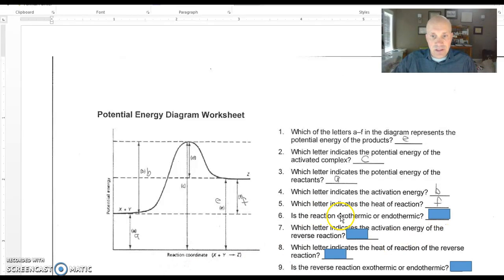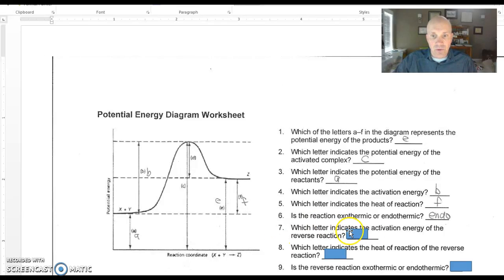Okay, so is the reaction exothermic or endothermic? In this direction here, if the products have more energy than the reactants, the reaction will be absorbing energy. So this would be an endothermic reaction.